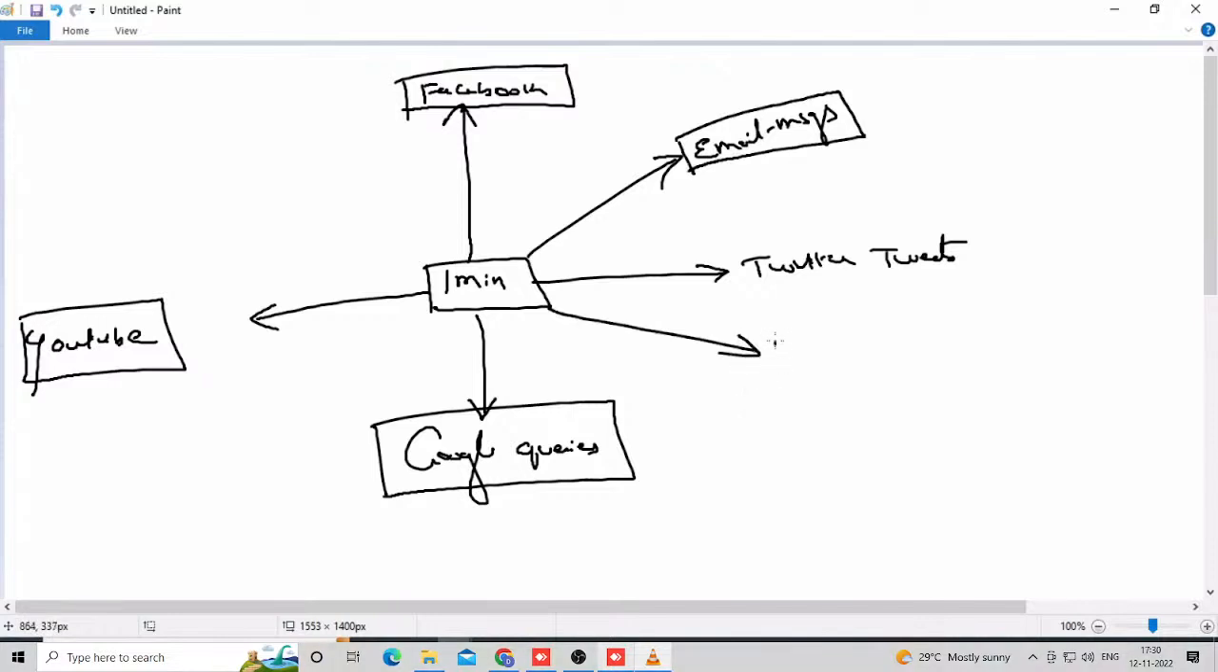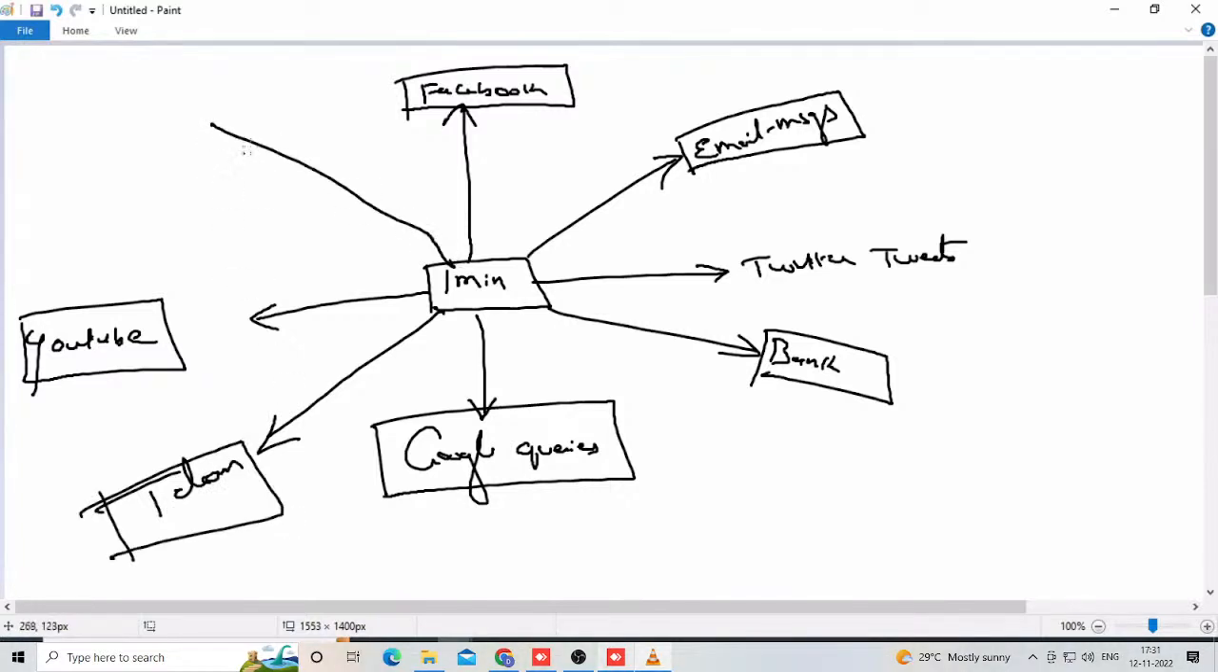Just now I was talking about bank transactions, lakhs of branches, billions of customers making transactions. Similarly telecom transactions. Or e-commerce websites like Flipkart and Amazon, they're generating huge data.